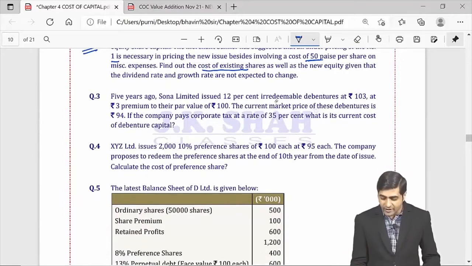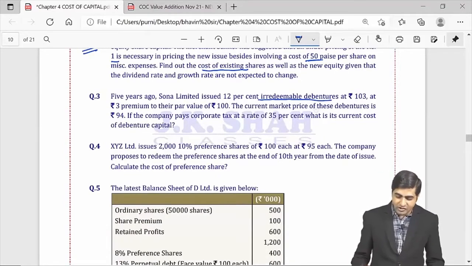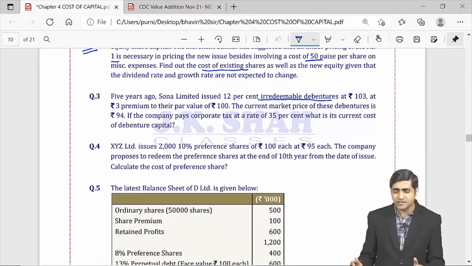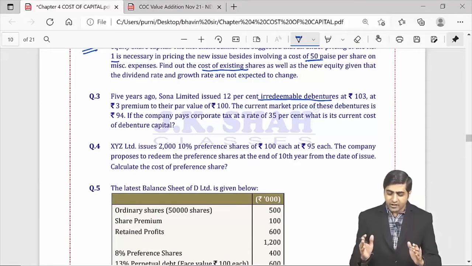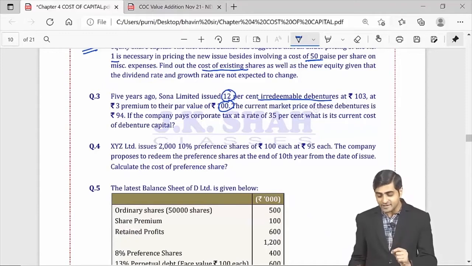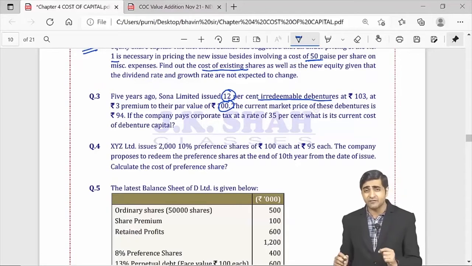and to calculate your KD, again these are irredeemable debentures, and guys, net proceeds is also available. Your calculation of interest will be on the face value. Your face value is 100 rupees, rate of interest is 12%. So guys, 12 rupees will be your interest into 1 minus the tax rate, which is 35%.